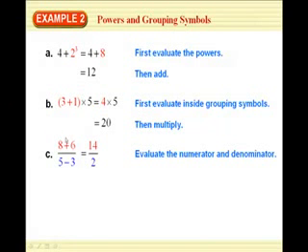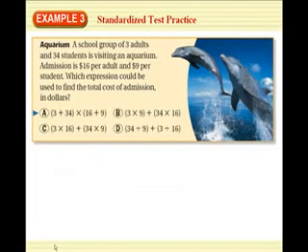And sometimes with fractions, we just simplify the numerator and then simplify the denominator using the order of operations for each of those, the numerator and the denominator. So 8 plus 6 is 14. 5 minus 3 is 2. Then you go ahead and divide that out. 14 divided by 2 then is 7.